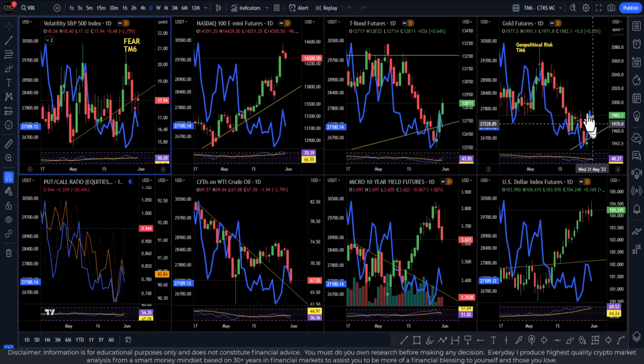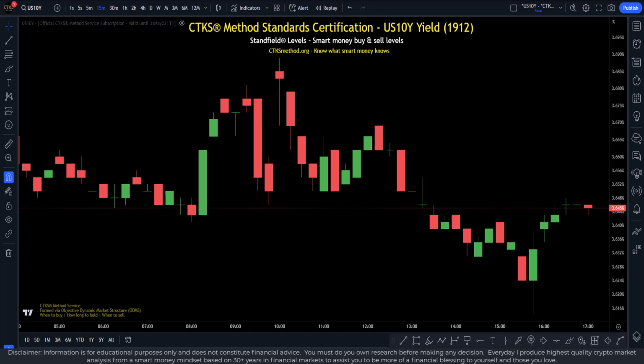We can see Bitcoin's going through a bit of a retracement now, but all price moves in a wave, either going up or going down. Let's have a look into the 10-year and let's see the objective dynamic market structure on that. The US 10-year yield has been trading since 1912. Wow, that's a lot of support and resistance to mark up.